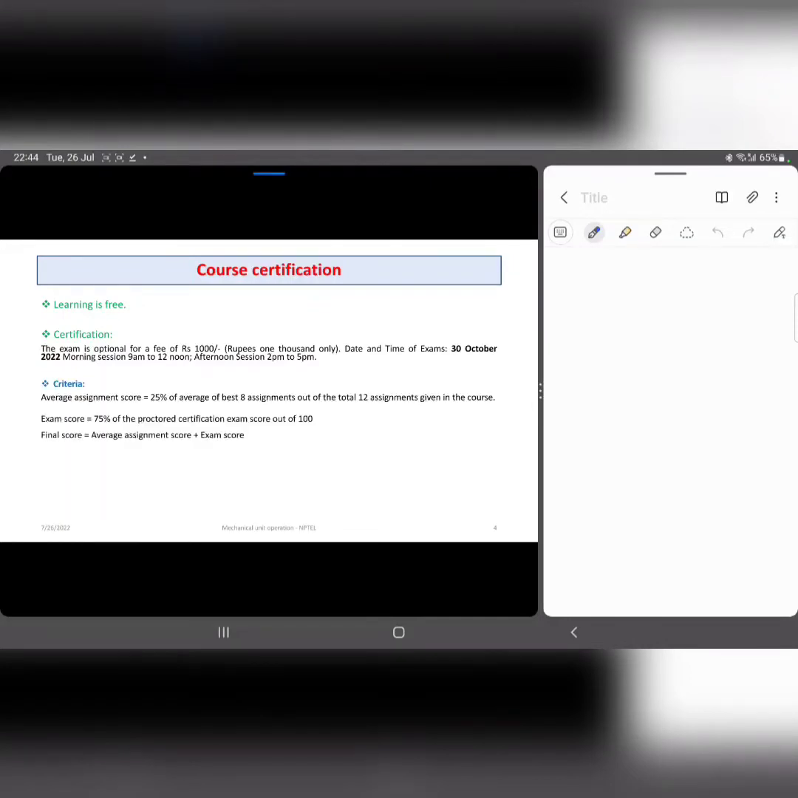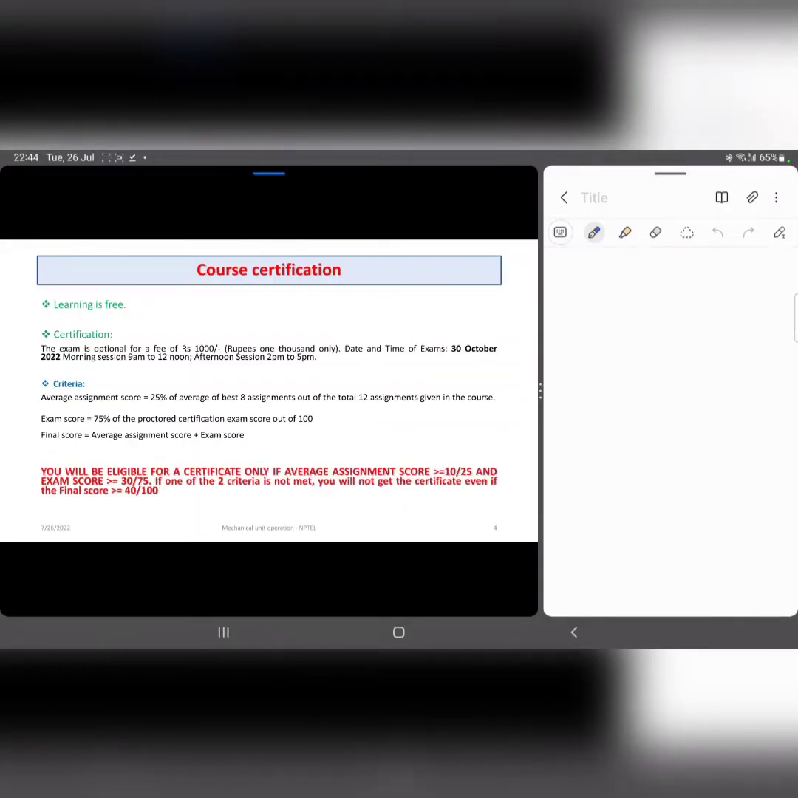And if you talk about the criteria for getting the certificate of this course, an average assignment score of 25% will be considered. There are 12 assignments in total. The best 8 assignments will be considered for the average course score. The final exam has 75% weightage, and our final score will be based on the average assignment score plus the exam score.